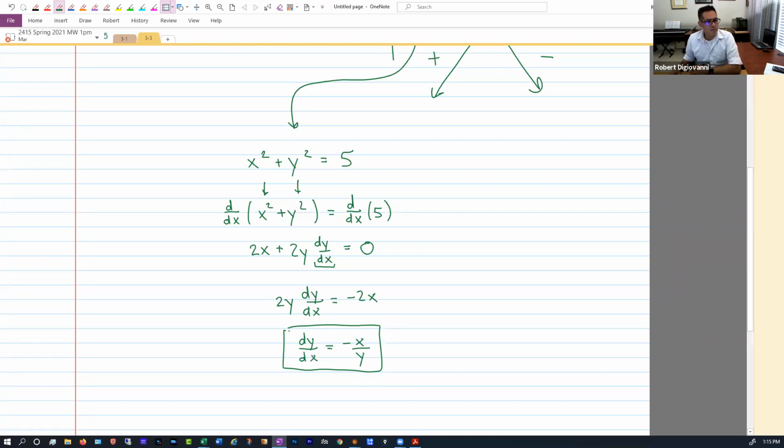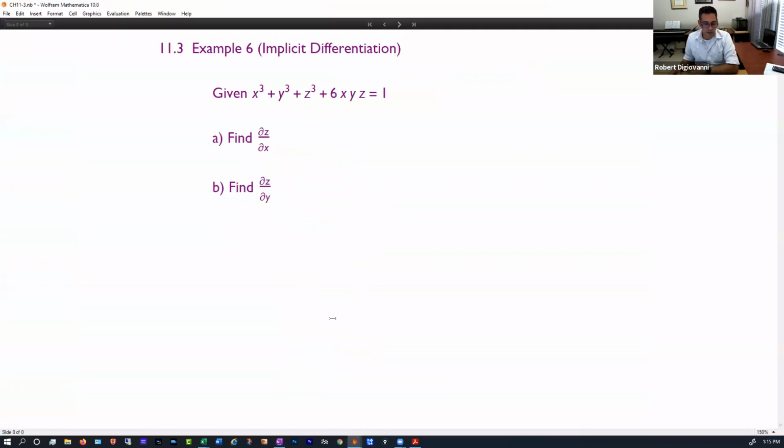Does that ring a bell from Cal 1? Okay, so now what we want to do is see, can we do the same thing when we are talking about surfaces in three-dimensional space? That's what this next note is about.